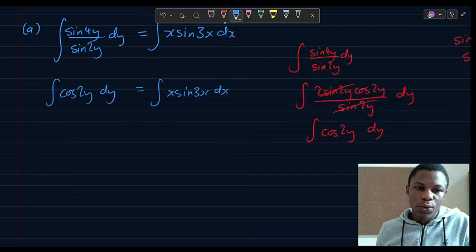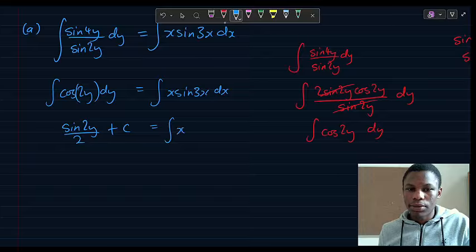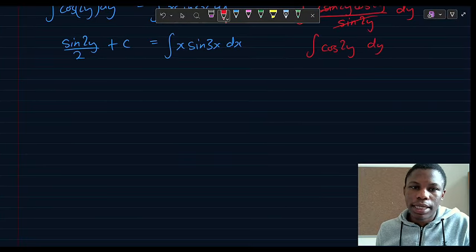If we integrate cosine of 2y, that's going to be sin of 2y. Don't forget to differentiate your inner function. Differentiate 2y, you get 2, so divide by 2, plus a constant of integration, and this is equal to the integral of x sin 3x dx. To integrate this, now we are going to use integration by parts.